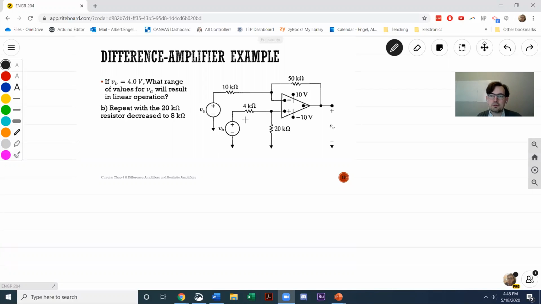All right, so our first goal for this problem is to find our input voltage V. In this case, I'm going to call it VP, right? Remember, that's going to be measured from our common node up to our positive non-inverting input.